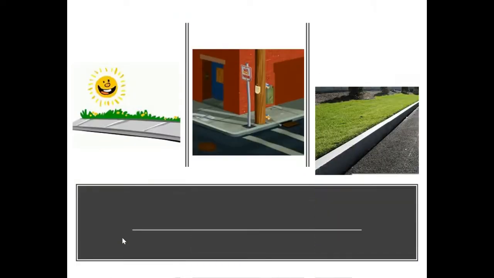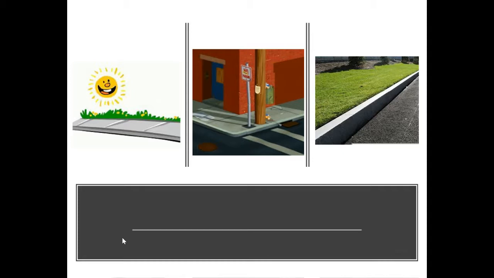Next group of pictures, what do you notice or see? I notice or I see. Well, in the first picture, I notice a sidewalk during the day. In the next picture, I notice the corner of a sidewalk on a street. And in the third picture, I notice a curb on the side of the street. So, how are these pictures the same or similar?